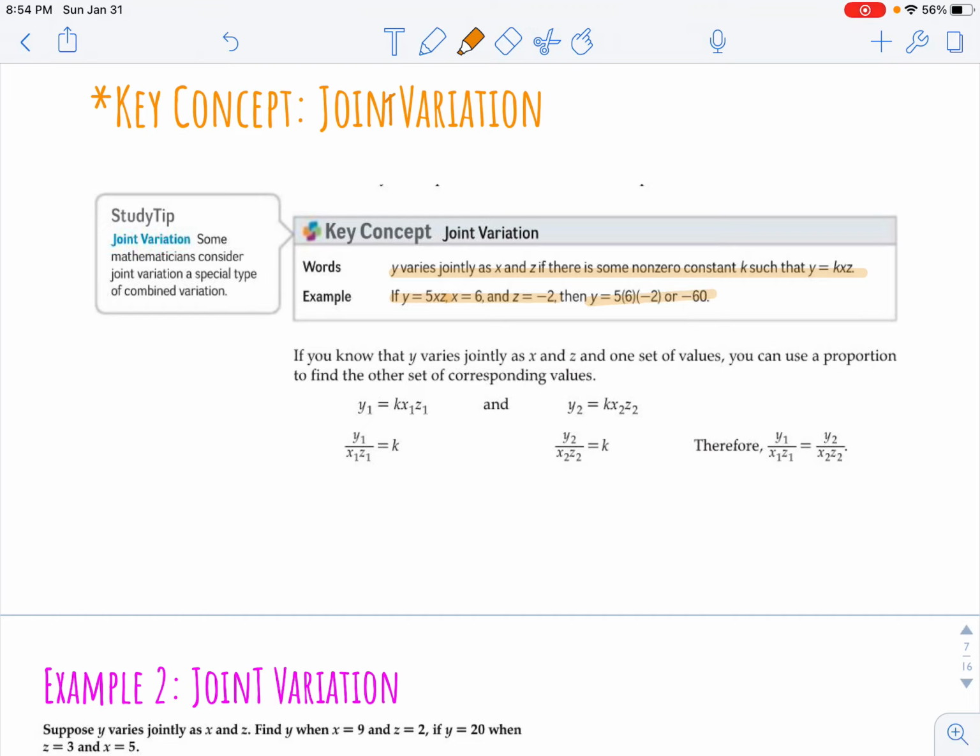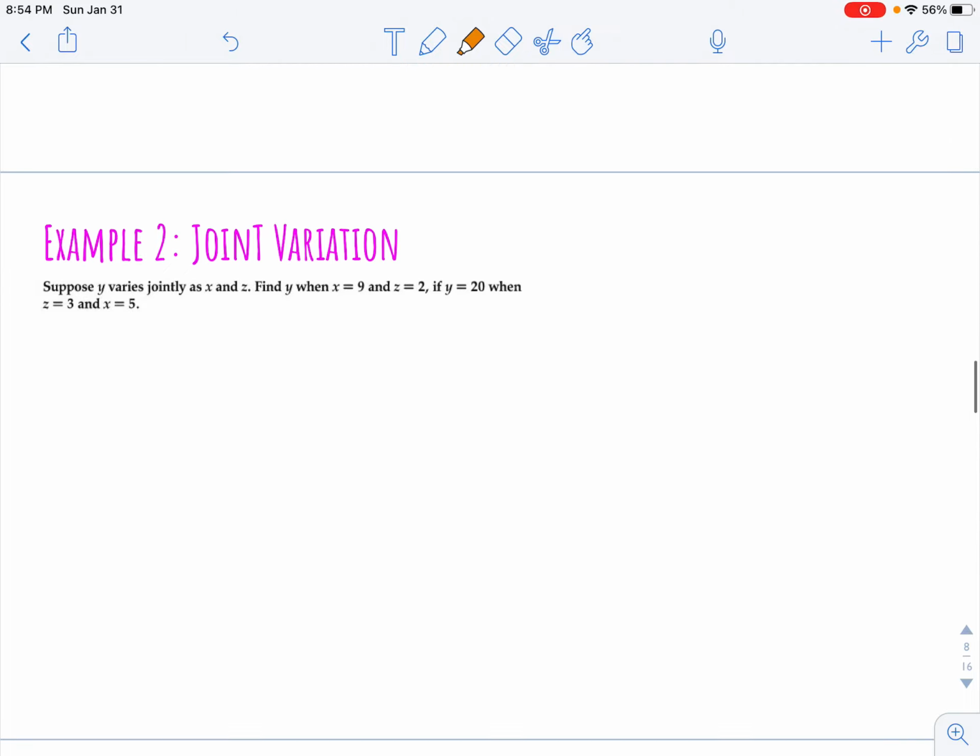Again, for your proportions, if you know that y1 equals k times x1 times z1, you know that k is equal to y1 over x1 z1, and y2 is equal to k times x2 z2. You know that k is also equal to y2 over x2 z2. So your proportion is y1 over x1 z1 is equal to y2 over x2 z2.